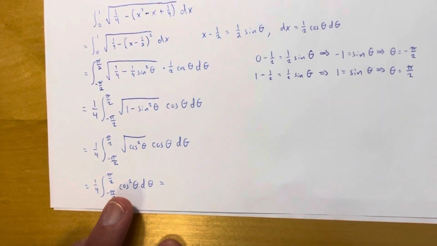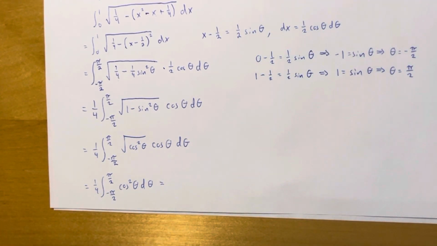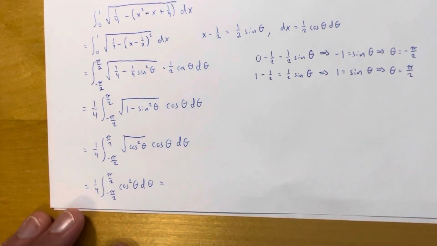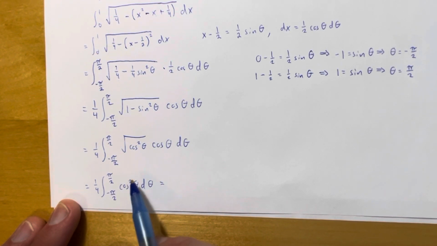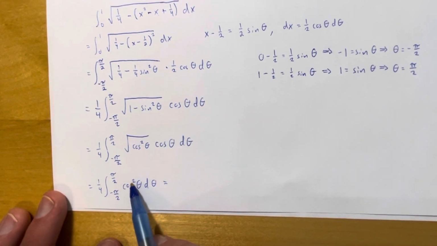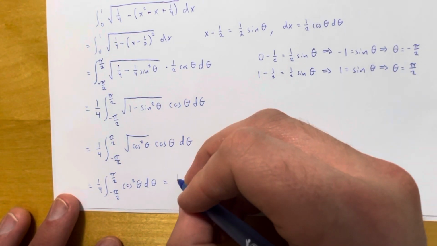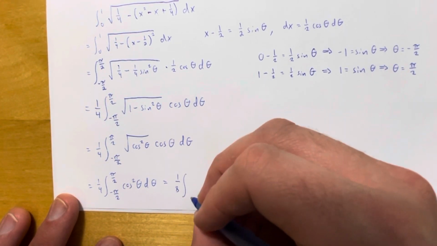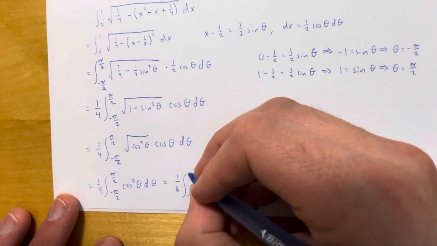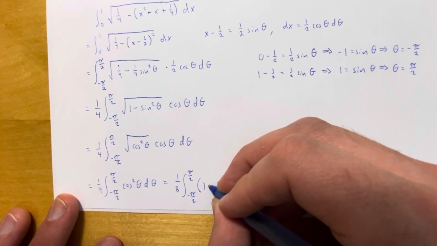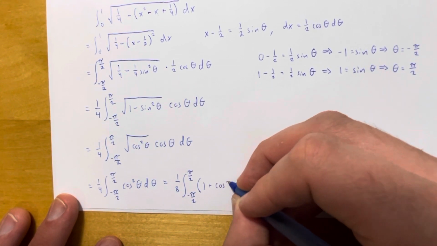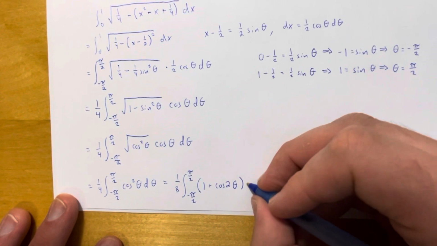So the power reduction formula is cosine squared of theta is equal to 1/2 times, in parentheses, 1 plus cosine of 2 theta. The 1/2 that appears in that power reduction formula, I can bring out and multiply it to the 1/4 that's already out there. That's going to give me a 1/8. I have negative pi over 2 to pi over 2. And then since I've dealt with the 1/2, the only thing left from my power reduction formula is this. Okay?